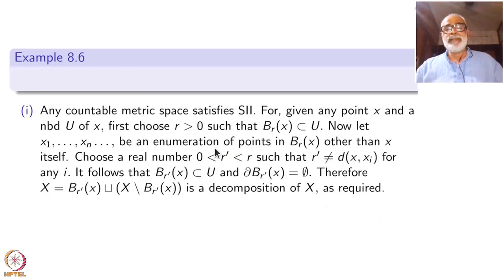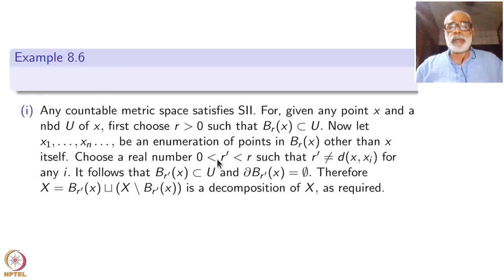Okay, so let us examine these examples. They are somewhat out of your way so far. Any countable metric space satisfies S2. For given any point x and a neighborhood U of x, choose r positive such that B_r(x) is inside U. Now let x1, x2, ..., xn be an enumeration of points of B_r(x) other than x itself, because B_r(x) is countable, the whole metric space is countable, right? So I am just labeling all the other elements. They may be finite, they may be infinite, doesn't matter. I am not saying that it is infinite, it is countable, that's all.